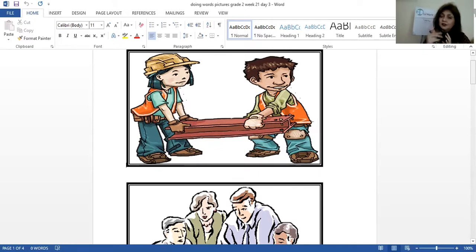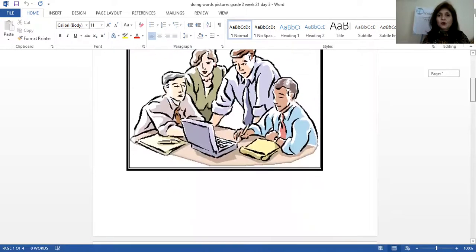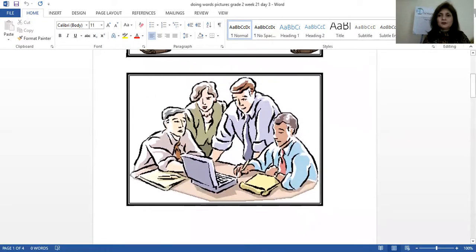So what is the doing word here? Which doing word have you used? They are holding. They are holding the bracket or they are carrying the bracket. Both are the doing words, right? Let's move on. What are these people doing?